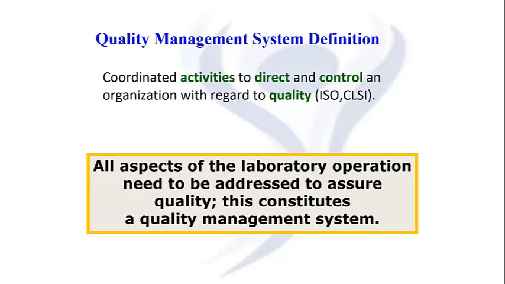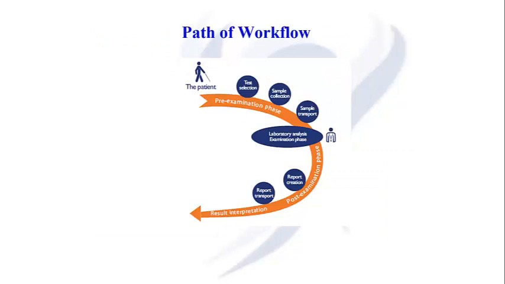In a quality management system, all aspects of the laboratory operation, including the organizational structure, processes, and procedures, need to be addressed to assure quality. The entire set of operations that occur in testing is called the path of workflow. The path of workflow begins with the patient and ends in reporting and results interpretation, as shown in this diagram.